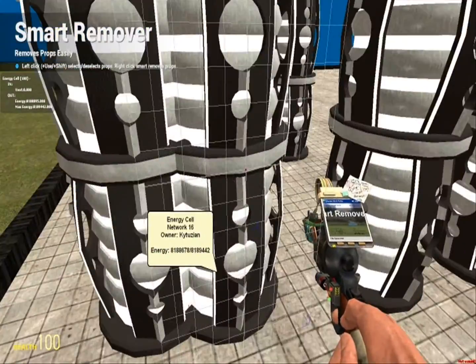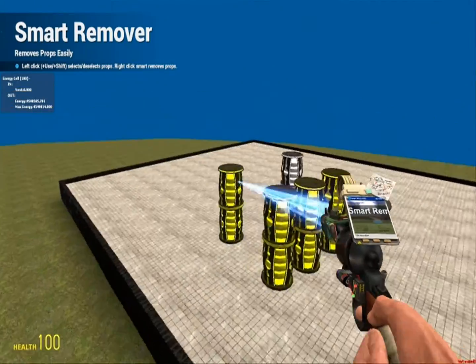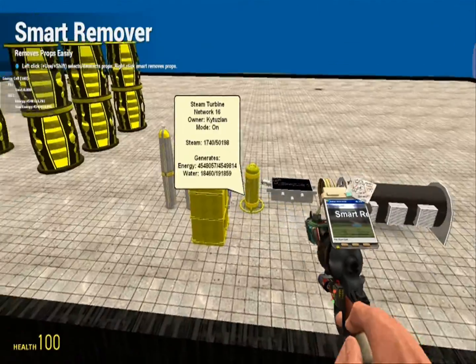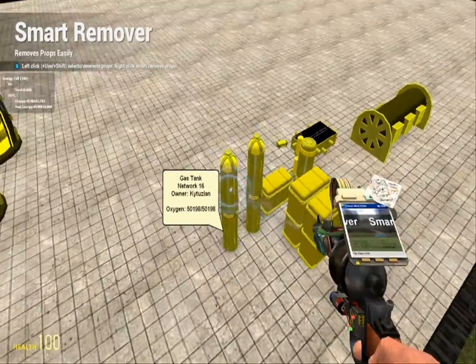Right, now that we have a crap load of energy in our tanks, I'm going to remove all of them. So anyway, that's it for this tutorial. That's pretty much everything you will ever use in life support ever. I don't see why you need anything else.